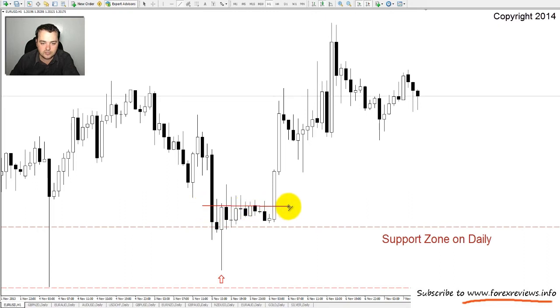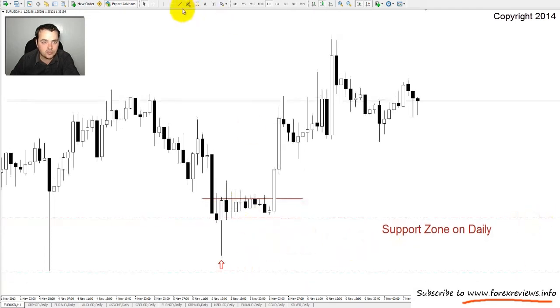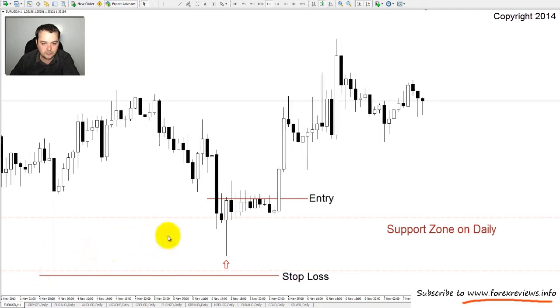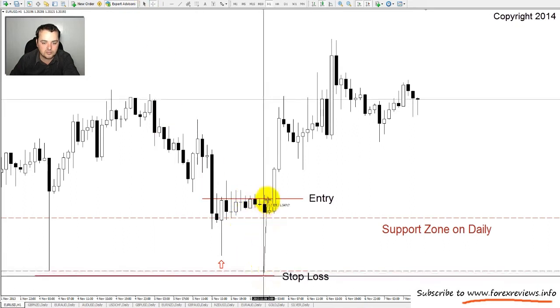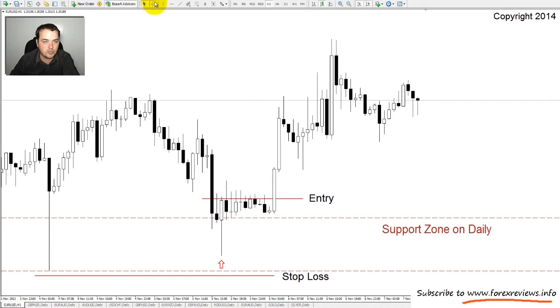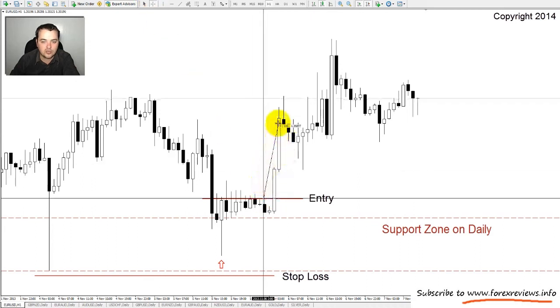Okay, so you enter after the market here, and you place your stop below the daily support zone, which was confirmed right here, if you look left. And so what you do is you want to take your first position off. Let's have a look at the risk first. 35 pips, so not a big risk. The first position off at 35 pips, which is right here.